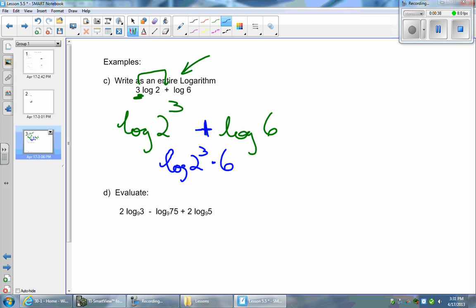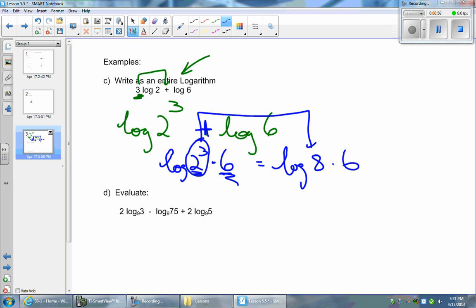Now, you can leave it like that, but since these guys are just pretty little numbers, I would say, okay, let's just expand that out and figure it out. So 2 to the power of 3 is 2 times 2 times 2, which is log 8 times, well, the 6 that is still here. So this 2 to the power of 3 is just 8. 8 times 6, well, that works out to be the log of 48, and you're done. That's all they want you to do, is to write it as an entire logarithm right there. That's what they tell you to do.